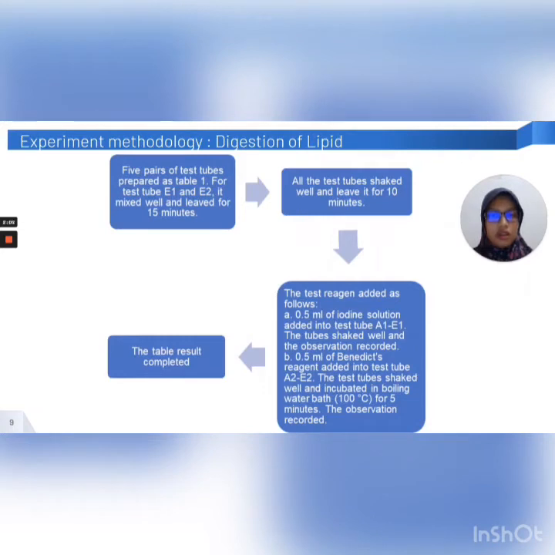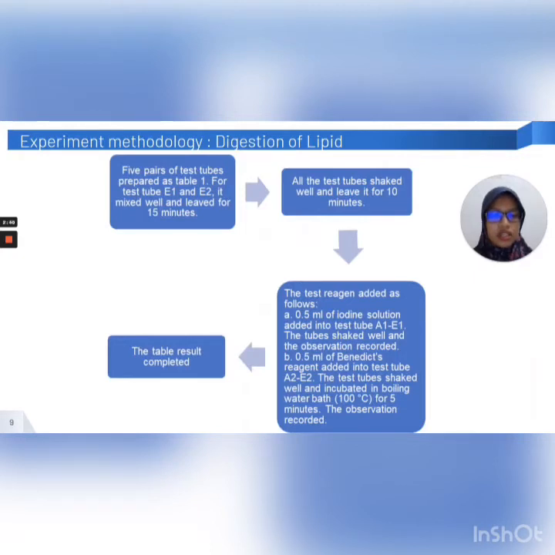The next step is all the test tubes must be shaken well and left for 10 minutes. The next step is the test reagents are added as follows. First, 0.5 ml of iodine solution is added into test tubes A1, B1, C1, D1 and E1. The test tubes must be shaken well and the observation must be recorded in the table. Next, 0.5 ml of Benedict's reagent must be added into test tubes A2, B2, C2, D2 and E2.